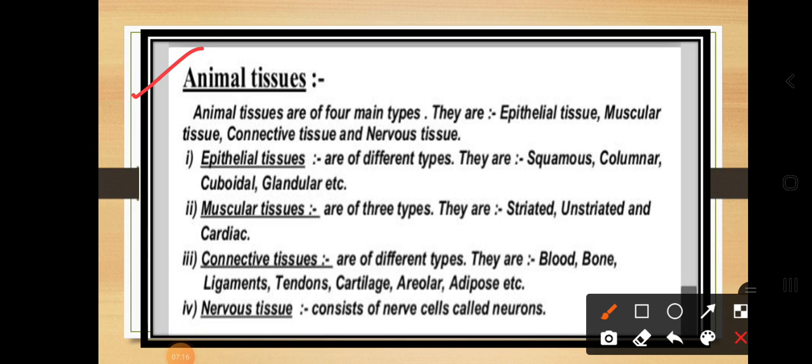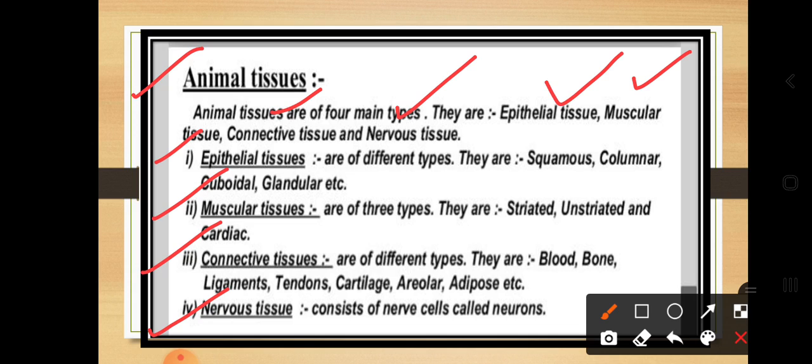Dear students, just as plants have totally 2 types, that is the simple permanent tissues and the complex permanent tissues, in a similar way the animal tissues consist of totally 4 main types. What are those? Epithelial, muscular, connective and nervous tissues. Totally how many tissues are there? 4 types of tissues are there: epithelial tissues, muscular tissues, connective tissues and nervous tissues.